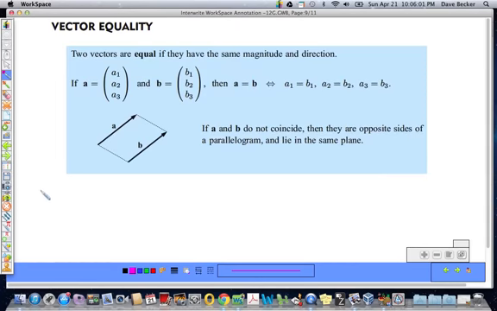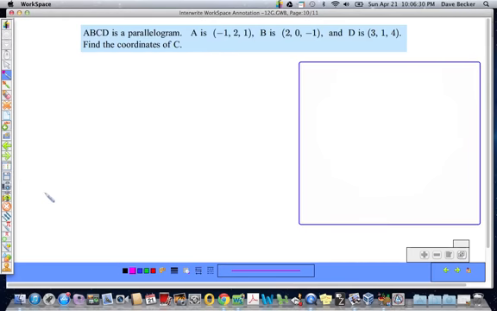Vector equality, same thing as in 2D. Two vectors are equal if they have the same magnitude and direction. The components are going to be the same. If A and B do not coincide, know what coincide means? Coincide means the vectors would be on top of one another, the same vector. Then they are opposite sides of a parallelogram and lie in the same plane. Great. So let's do a problem like that.